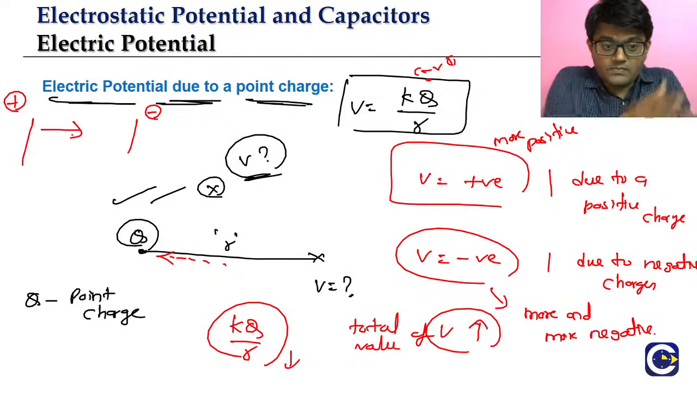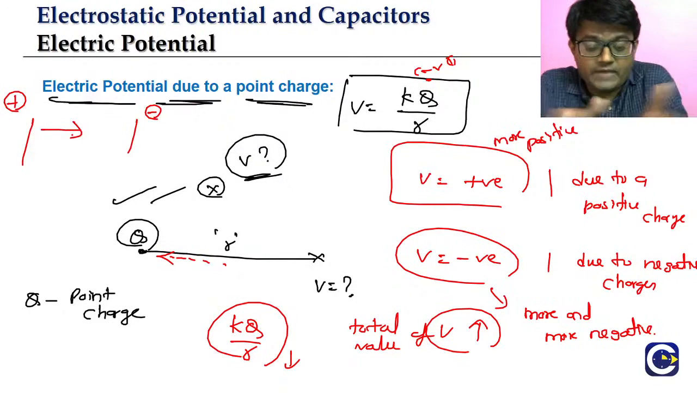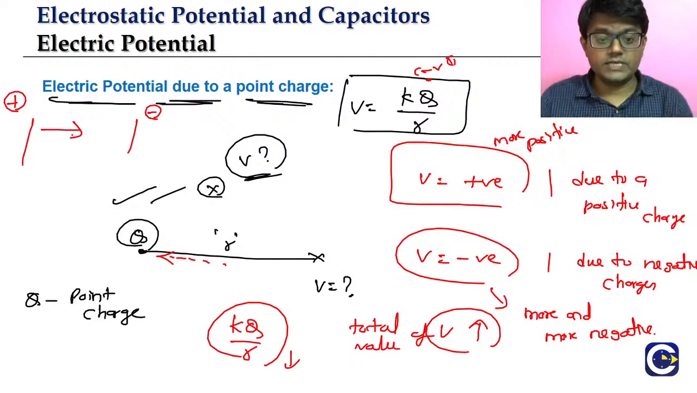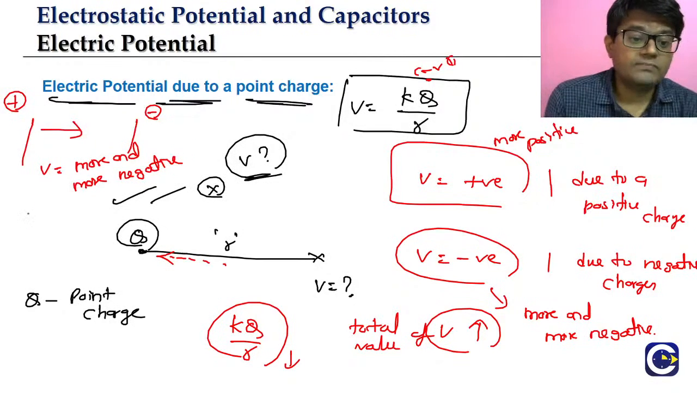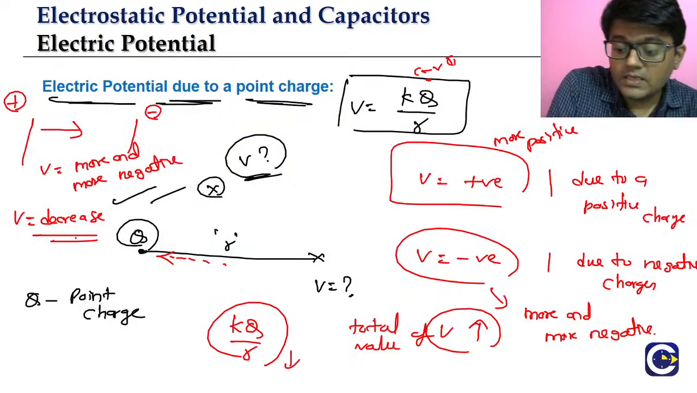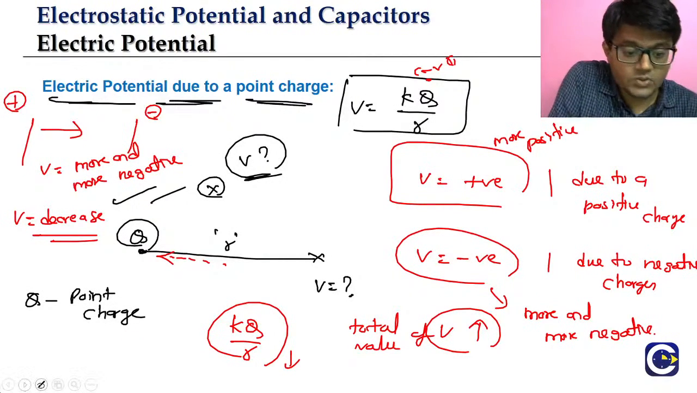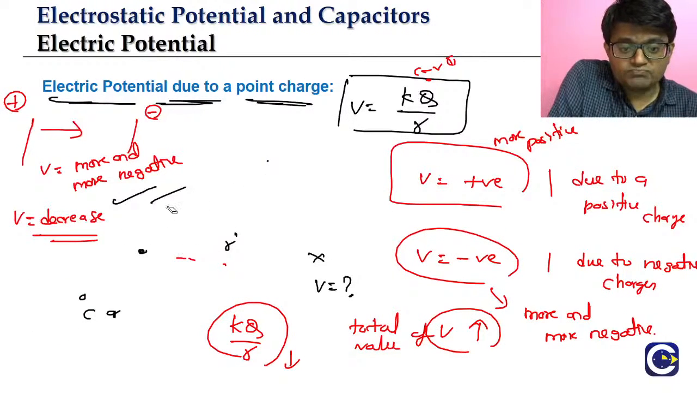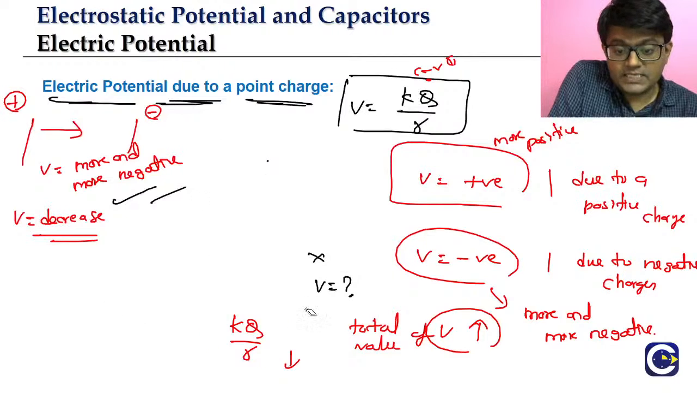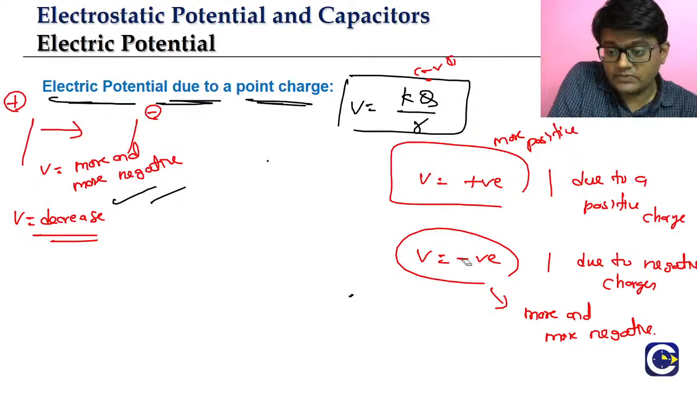Now, what is going to happen? We are going away from the positive charge, and at the same time we are going closer to the negative charge. Then the potential is going to become more and more negative. In other words, we can say the potential value is going to decrease. Okay. So we'll just look at these possible cases. We can have the potential measured with respect to a positive charge or with respect to a negative charge.